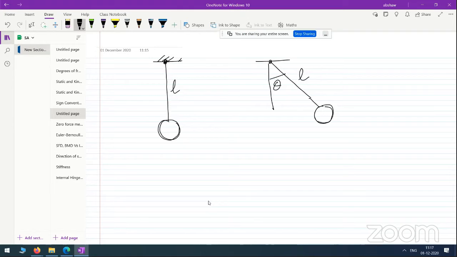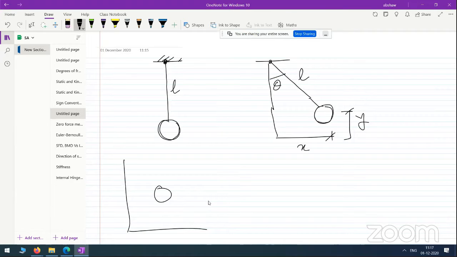Now, this is x direction movement and this is y direction movement. Had it not been a pendulum, had it been any object moving in a two-dimensional plane, then as I just mentioned, the degrees of freedom is 3: two translations and one rotation. But look at the context of this example. I want to define the position of this pendulum at a given time instant. In order to do so, what information do I need? I need only theta.